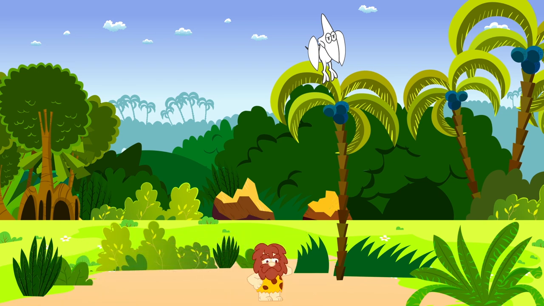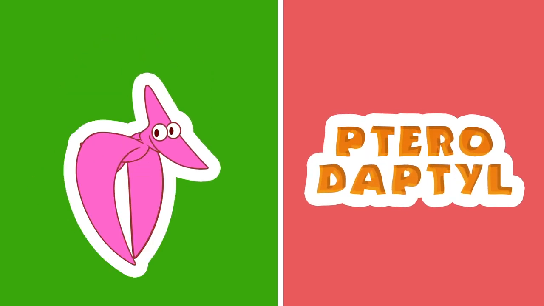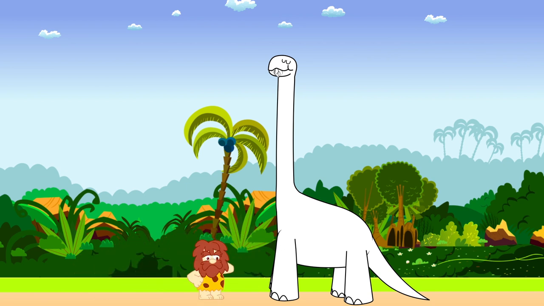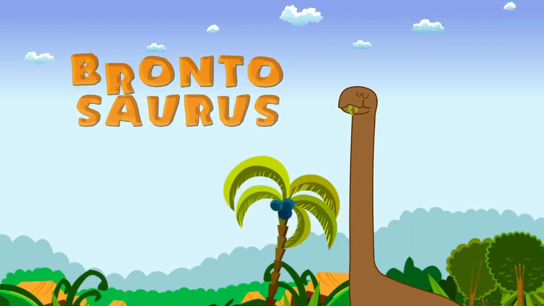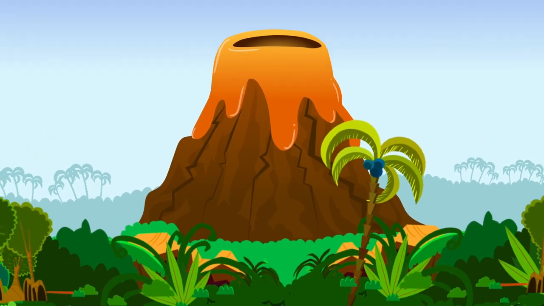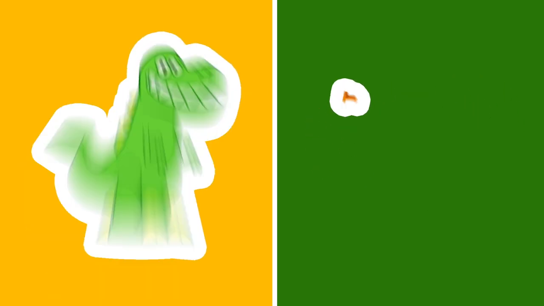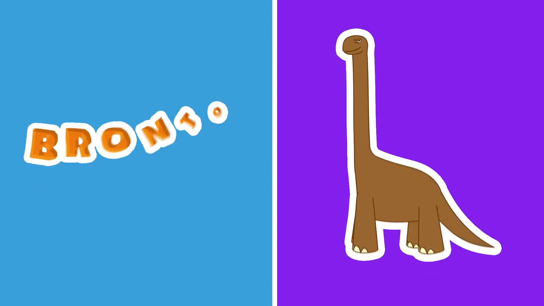Can you tell us which dinosaur this is? It's a pterodactyl! They were carnivorous reptiles that could fly without feathers. Which dinosaur is this? A brontosaurus, also called an apatosaurus, reached about 75 feet in length and weighed more than 50,000 pounds. The end. Today, we learned about different dinosaur species, like the T-Rex, the Stegosaurus, the Pterodactyl, and the Brontosaurus. Hope you had fun!